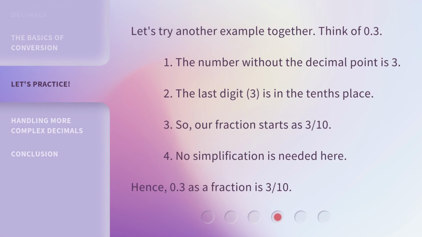Let's try another example together. Think of 0.3. 1. The number without the decimal point is 3. 2. The last digit, 3, is in the tenths place. 3. So, our fraction starts as 3/10. 4. No simplification is needed here. Hence, 0.3 as a fraction is 3/10.